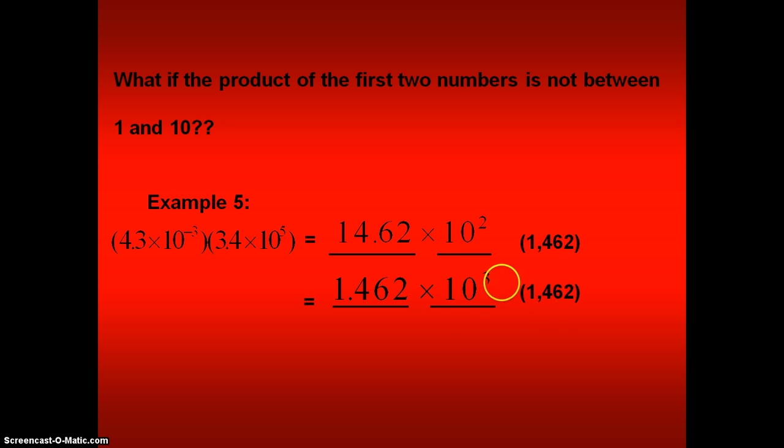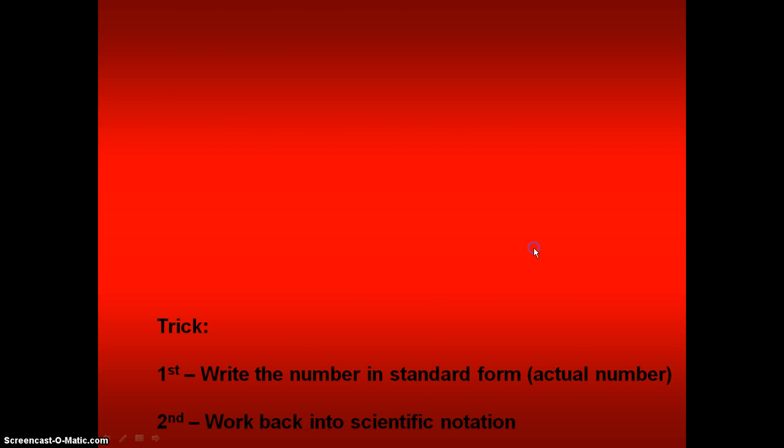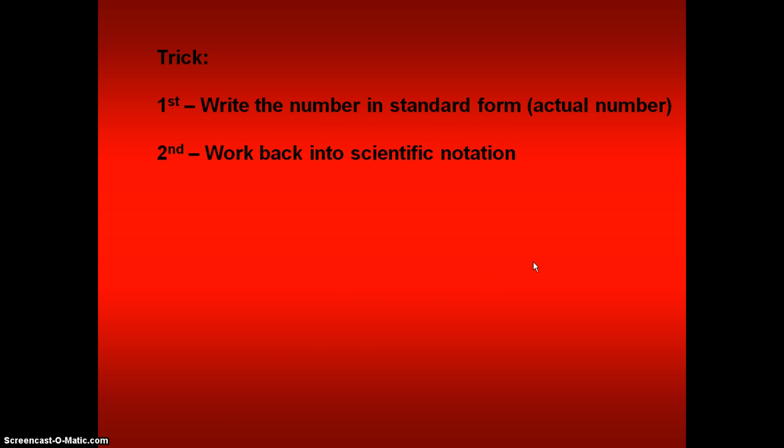This is just showing you that if you were to work this number from scientific notation back into standard form, it would be the same as this scientific notation expression. No matter what, this and this both will give you back 1,462. So the trick: first, write the number in standard form, which is the actual number. And then the second part is to work back into scientific notation, and this is going to give you your final answer.